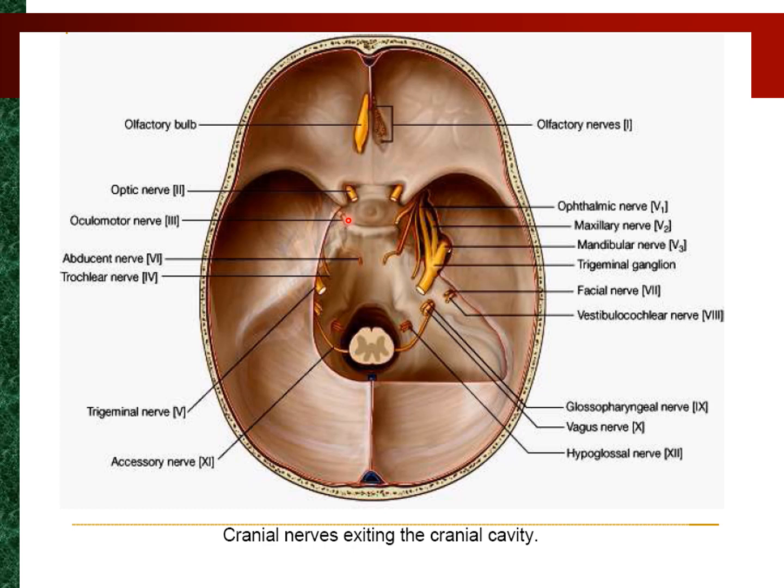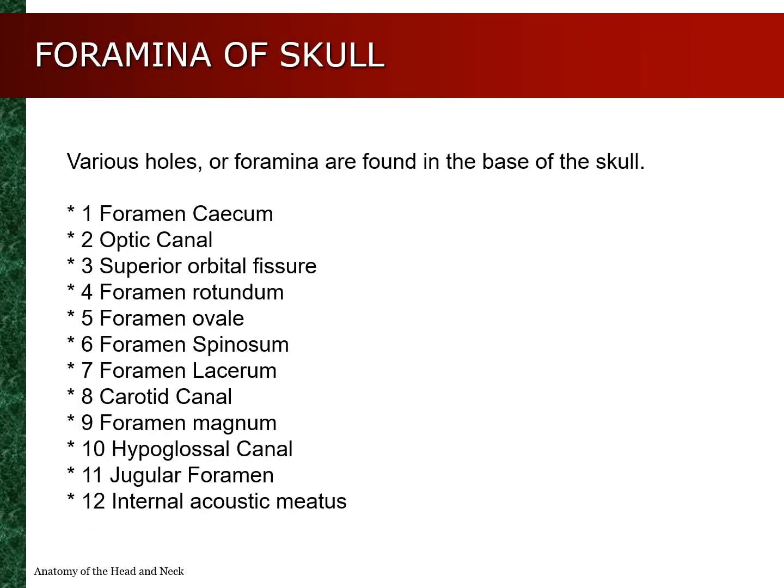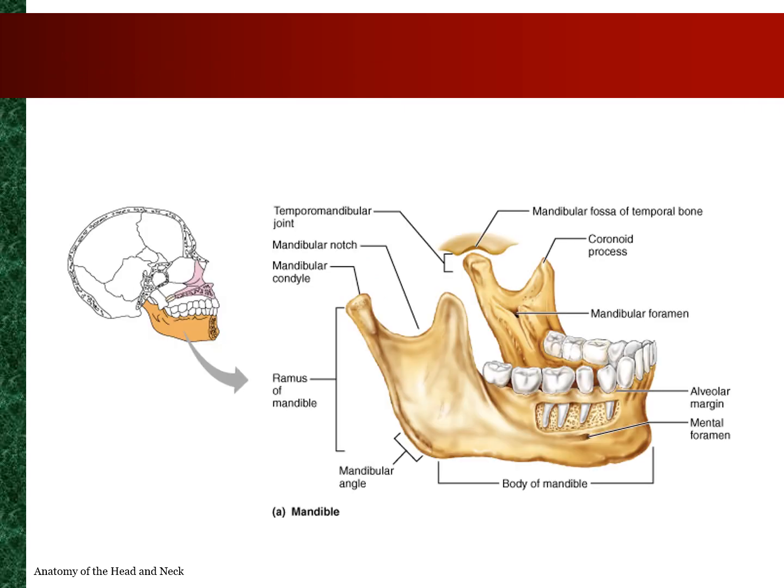The maxillary passes through the foramen rotundum, and the mandibular through the foramen ovale. Through the internal acoustic meatus pass the facial nerve and the eighth cranial nerve. Then the ninth, tenth and eleventh pass through the jugular foramen. Like this, all cranial nerves pass through these foramina. You should remember these foramina, and which structure passes through which foramen.